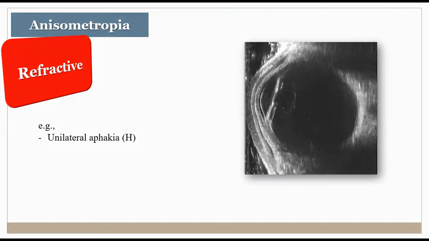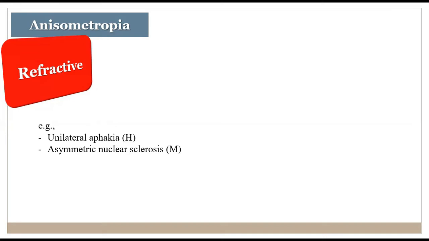And this is an ultrasound, and as you can see here, the absence of the human crystalline lens. Another example is asymmetric nuclear sclerosis that might cause myopic anisometropia. Also, we have pseudophakic cases.